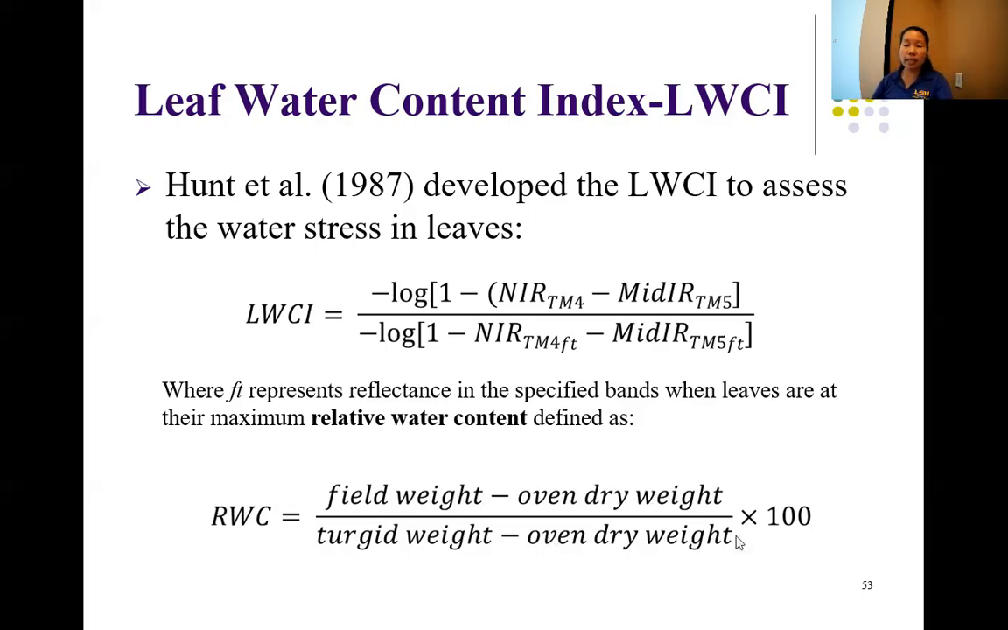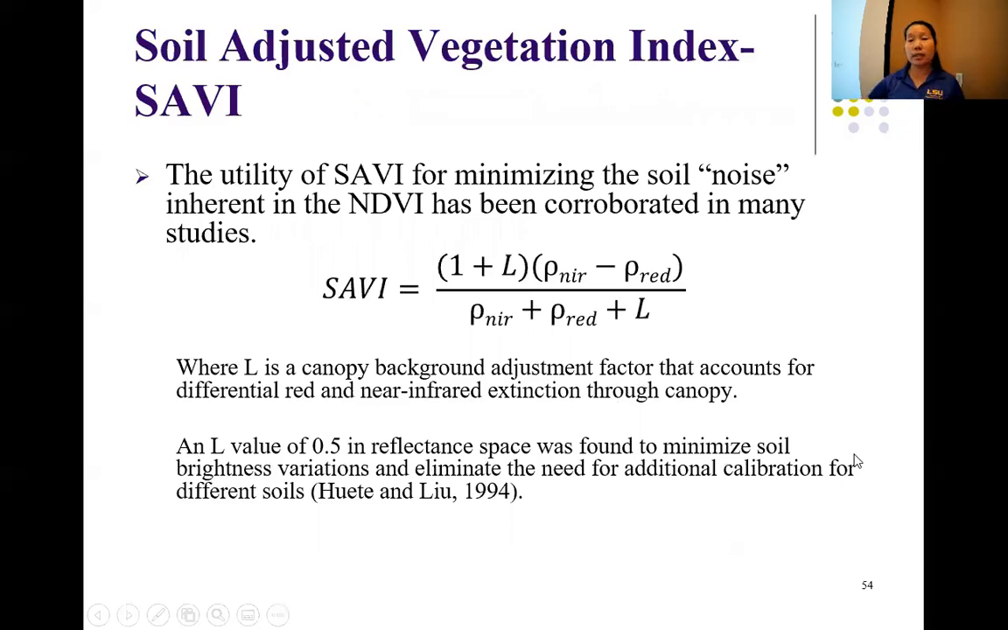And then after this, multiply by 100. So that is how you calculate that RWC. Okay. Personally, I haven't used that method because the other part is kind of difficult to obtain.